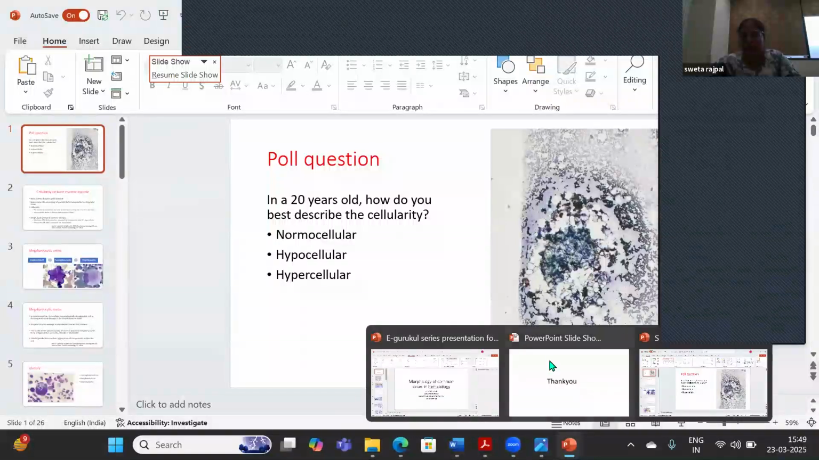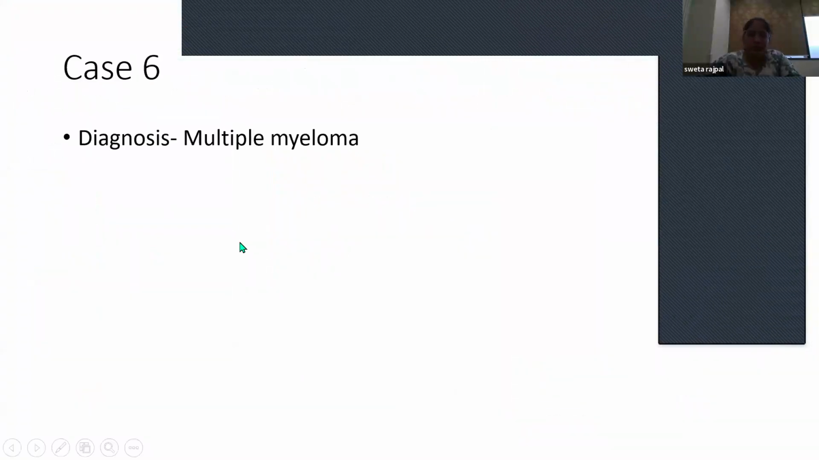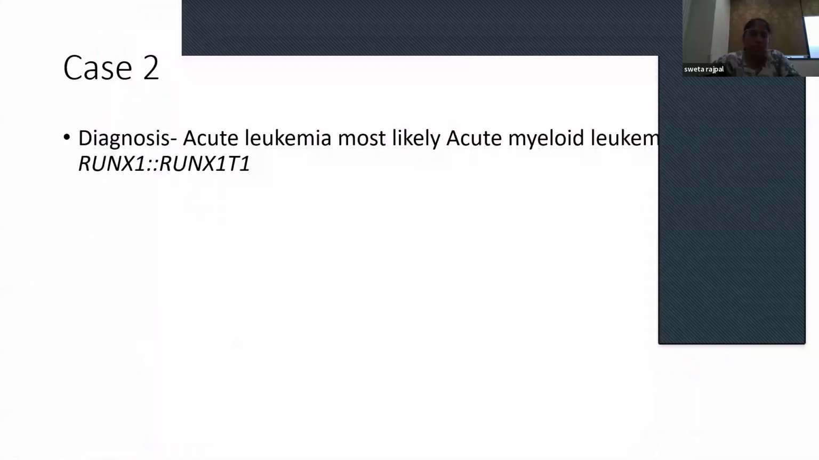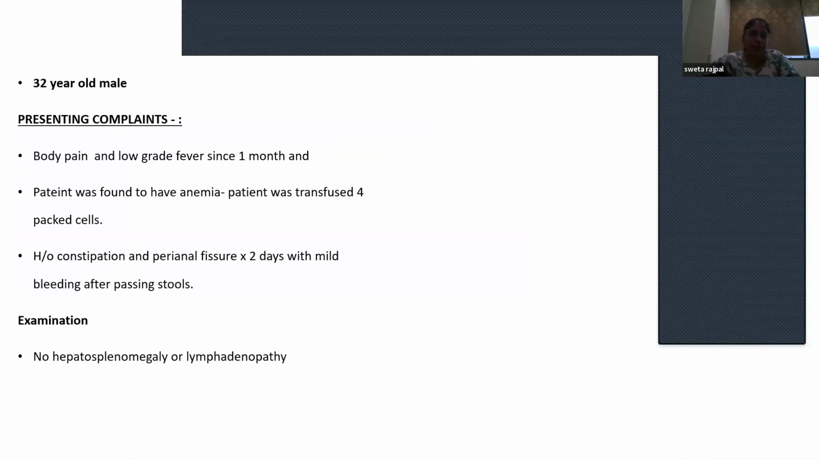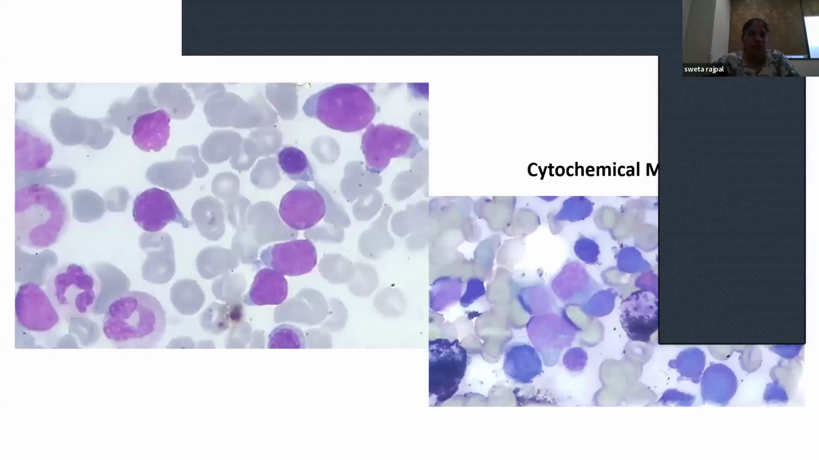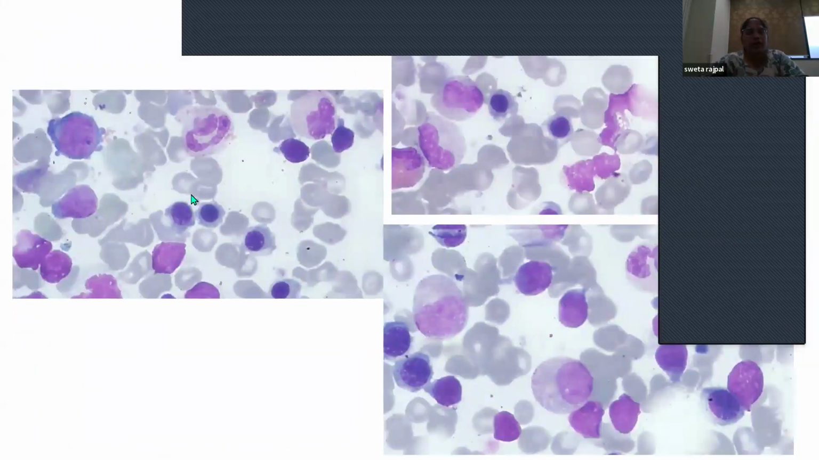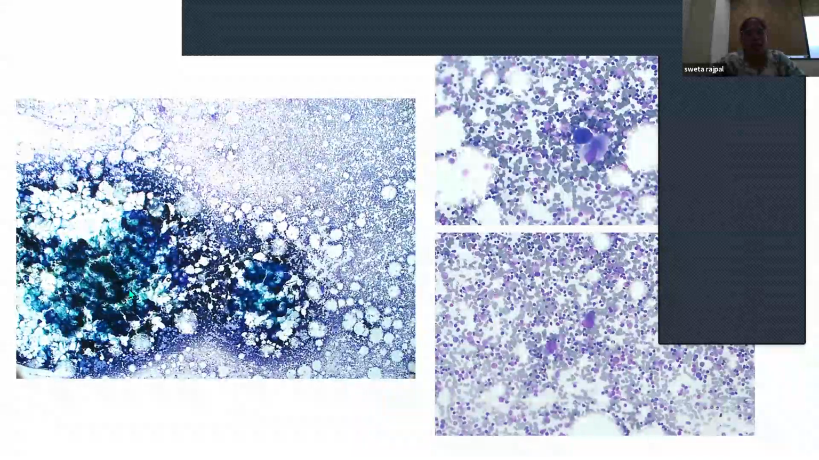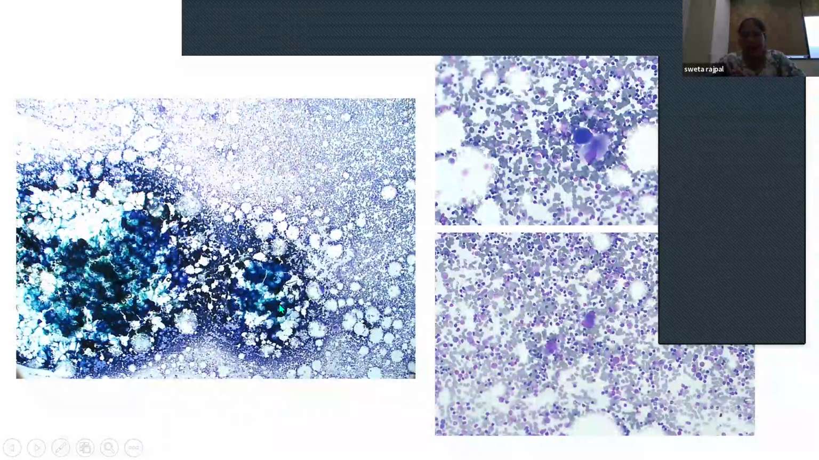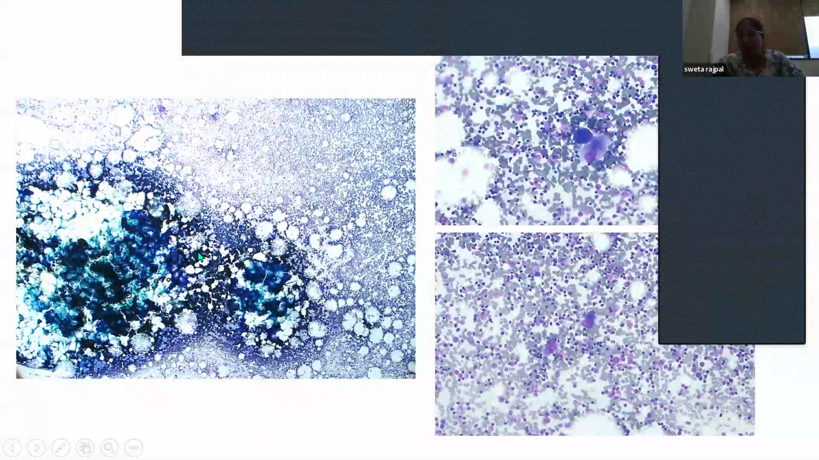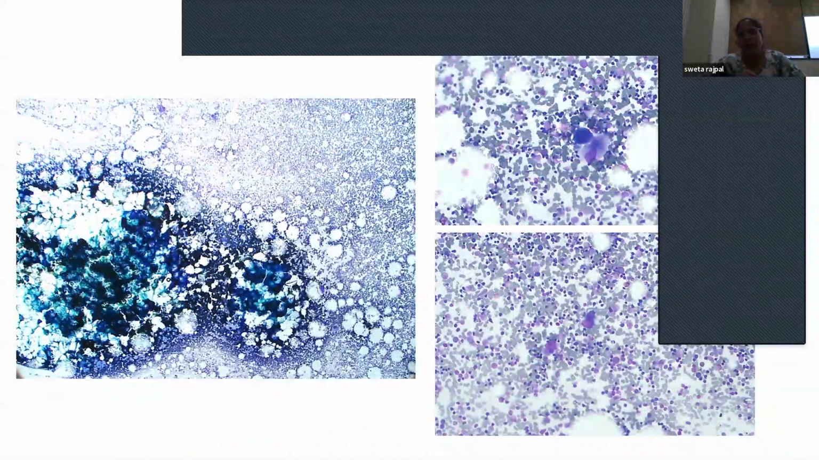And if you look at the first case that I had shown, here these are the cellular areas and these are the fat spaces. Fat spaces have clearly defined edges. When we look at bone marrow, we first look in low power at whether we are seeing particles or not. We look at cellularity: is it normocellular, hypocellular, or hypercellular? So what do we mean by cellularity?